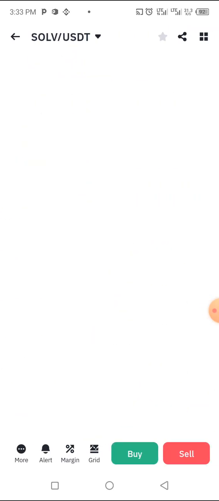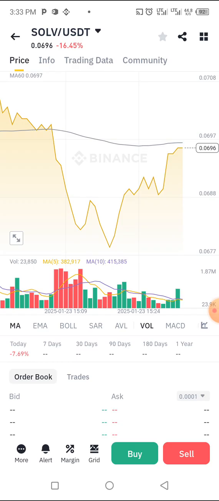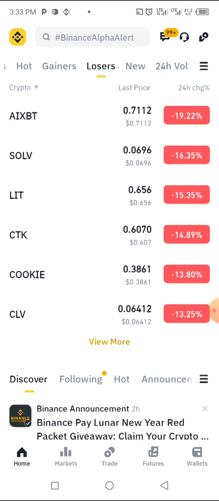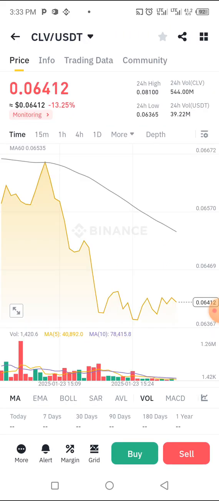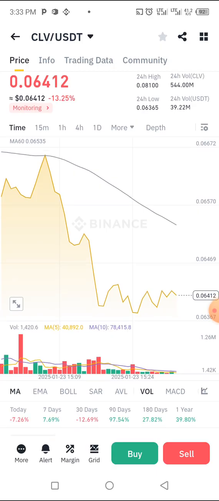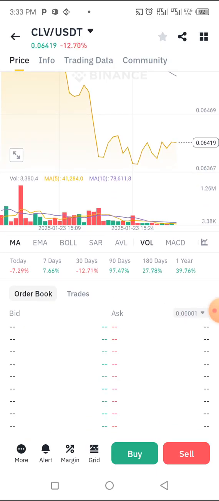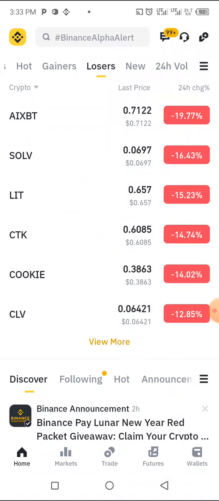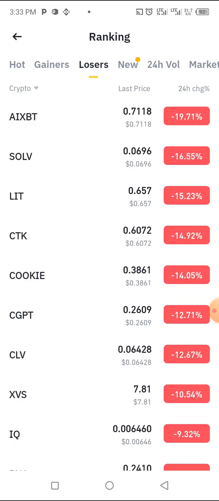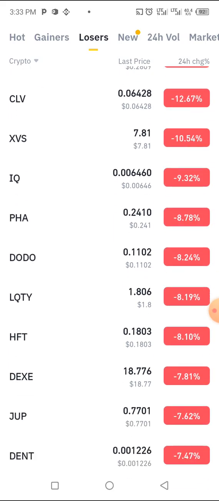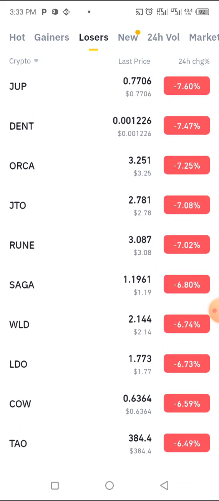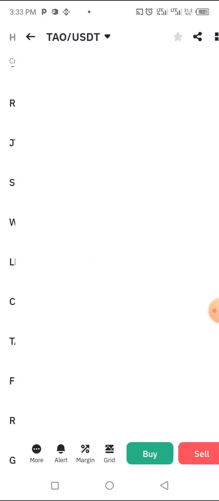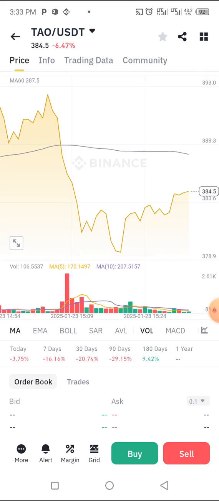Let me check another one. This one too, it doesn't have. So let's move on. I want a coin that has previous trading history. Okay, this coin is not performing. Let me choose another coin. So you keep on going through until you find a coin that has performed over the last 90 days, 1 year. Okay, let's see if this coin will work.